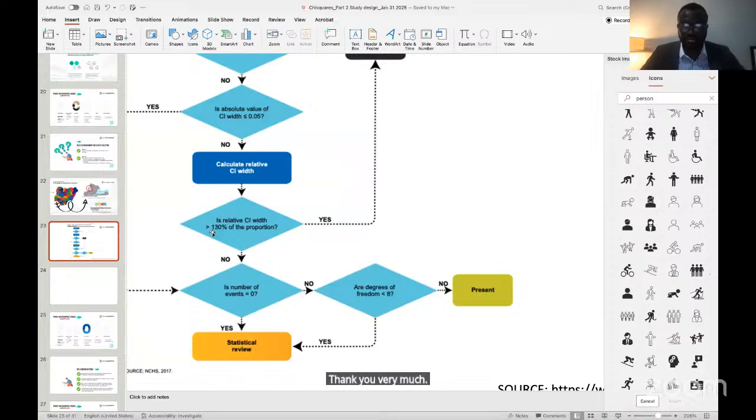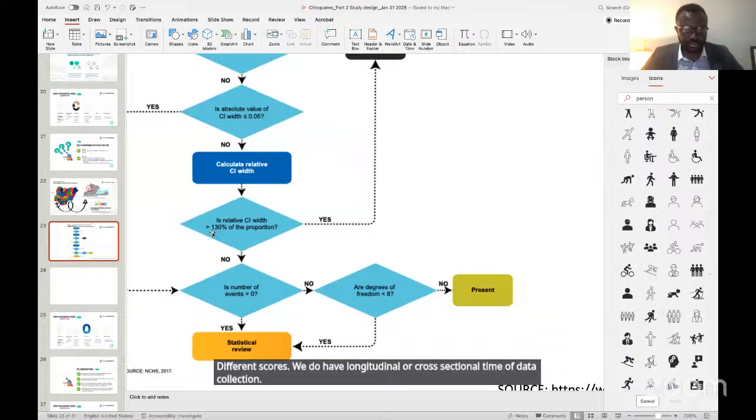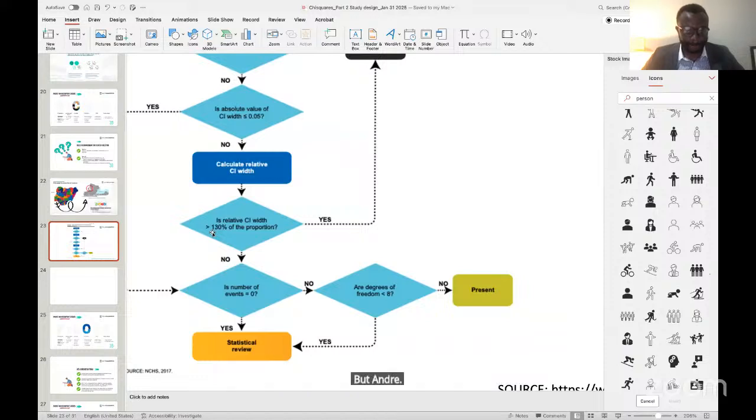I do have a question under PICOTS, under time. Because different scholars, we do have longitudinal or cross-sectional time of data collection, but under different scholars and also from different literatures, there is retrospective cross-sectional or prospective cross-sectional. Is there such a time of data collection or study design in case of cross-sectional?